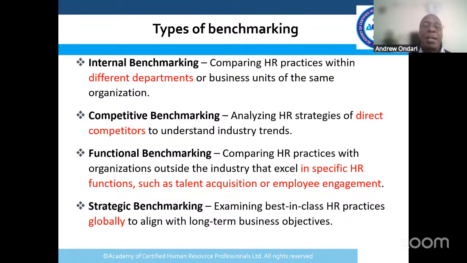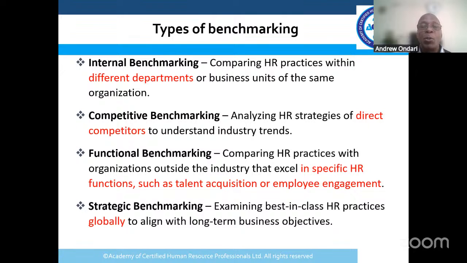What are the types of benchmarking? Number one is internal benchmarking. This is where we are comparing our HR practices, processes, and even policies with other departments within the organization. Why do we need to compare ourselves with others internally? It is because there could be certain practices that other managers are using to make them successful.